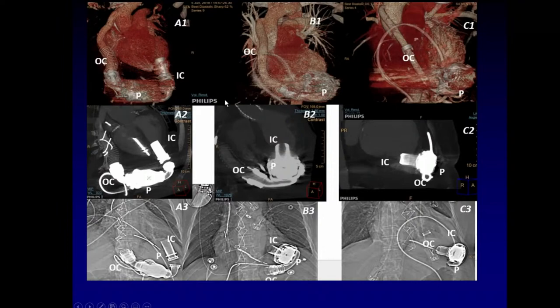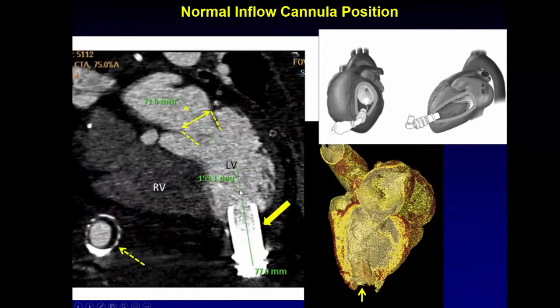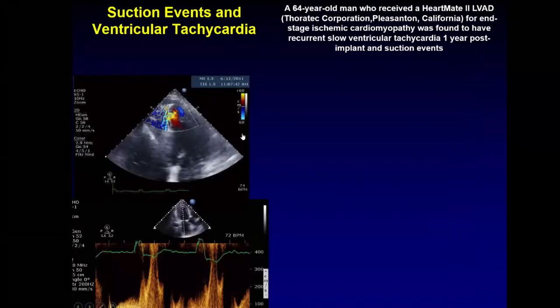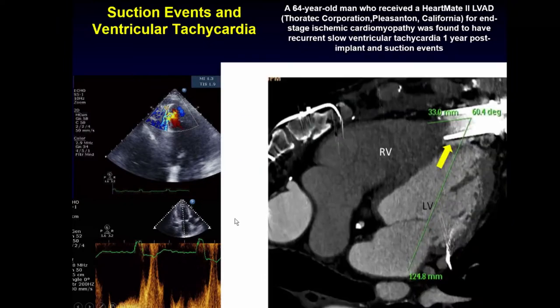First, let's look at the inflow cannula position. Ideally, the inflow cannula tip should be directed as parallel as possible to the axis of the mitral inflow. In this case, it's well positioned in a HeartMate 2. When it's not well positioned, like in this patient who had a HeartMate 2 and had recurrent slow VT and an alarm, you can see there's a lot of turbulent, high-velocity flow up to 4 meters per second in the inflow cannula. And you can see the inflow cannula tip is completely embedded into the interventricular septum.